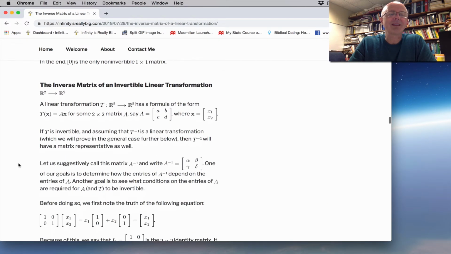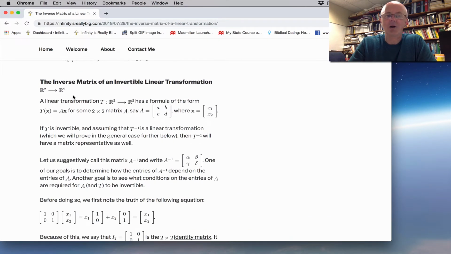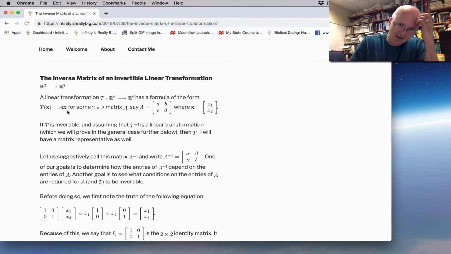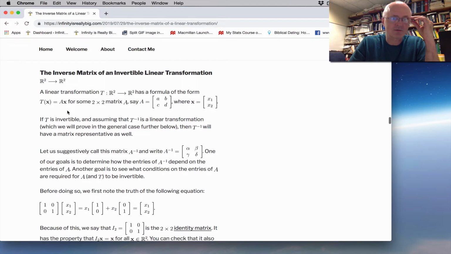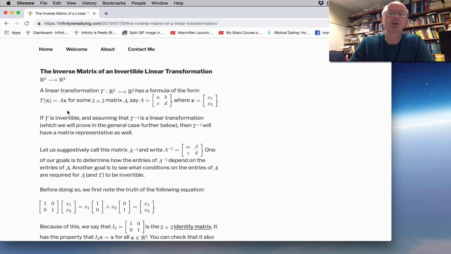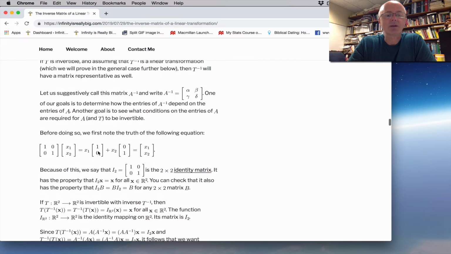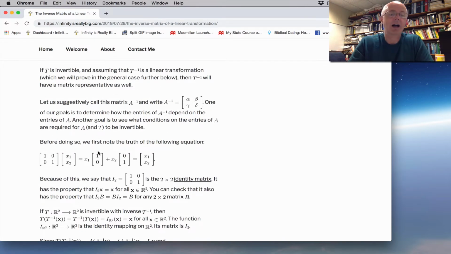All right, what about the inverse matrix of a linear transformation from R2 to itself? This is a more important section in terms of generally what happens in linear algebra. And in this section, it's pretty nice. We can come up with a nice formula for A inverse. But I want to tell you how to derive that formula in a way that is going to be useful and generalized to higher dimensions.